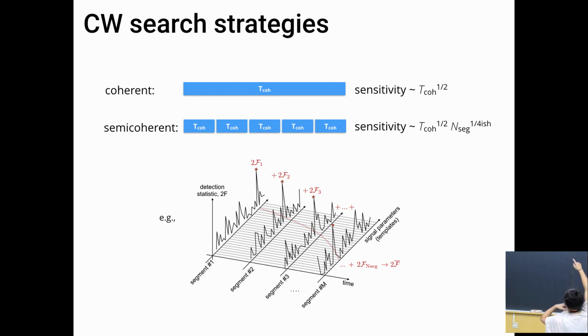So 2F is a standard detection statistic we have. It's the optimal matched filtering statistic. And so what we do is we take note of what 2F is at every single segment, we add it all up, and then we average it out. And this is the statistic we end up using.